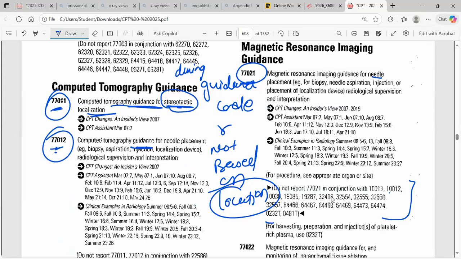And guidance codes are not based on the anatomical location, and how will you identify whether it's guidance or the normal X-rays, CT, MRI? If any MRI, CT, fluoroscopy, or ultrasound is performed intraoperatively to identify the location where we have to insert the needle or where we need to mark the incision, then we are going to consider that radiological procedure as intraoperative.